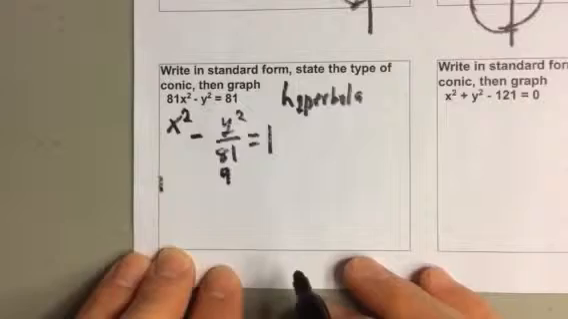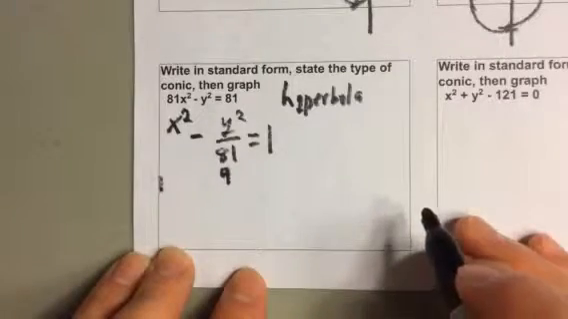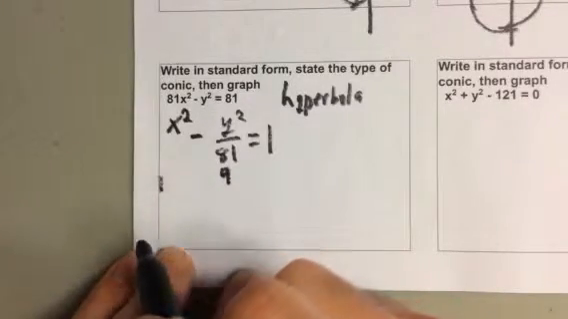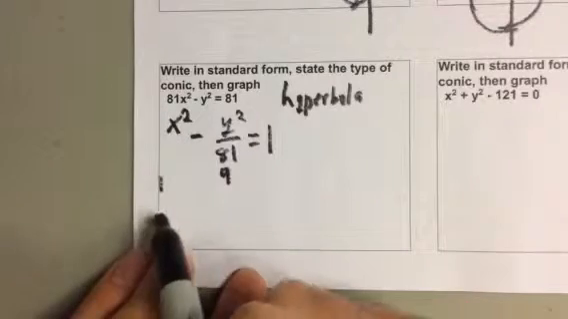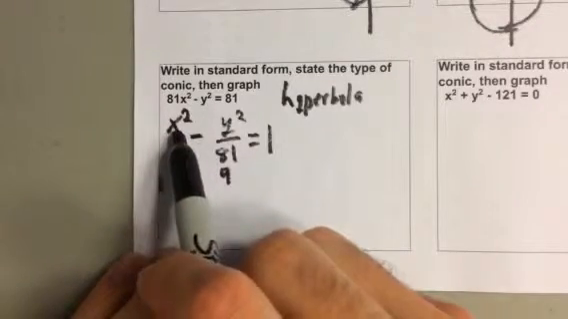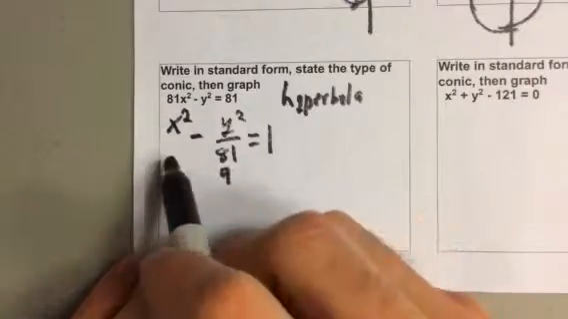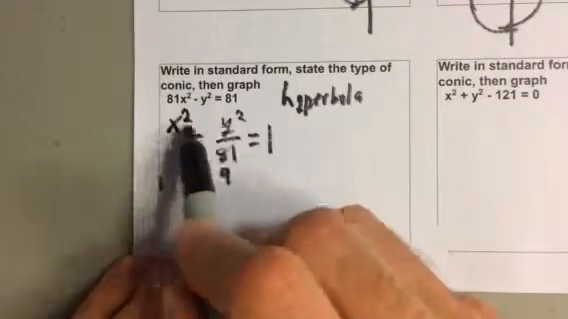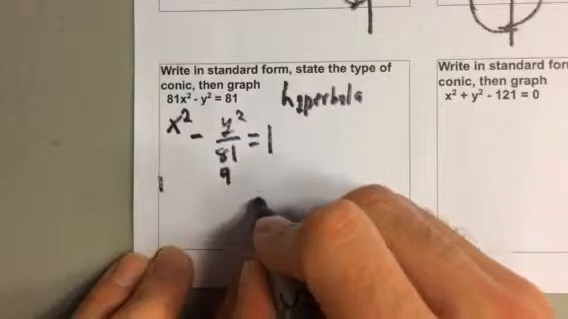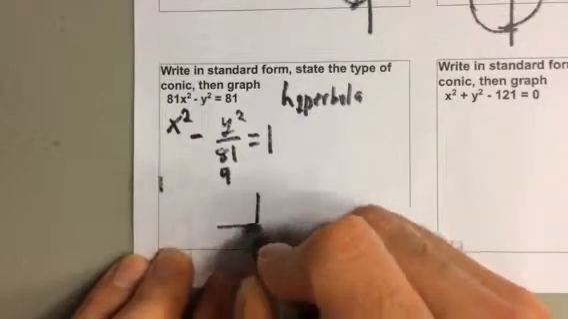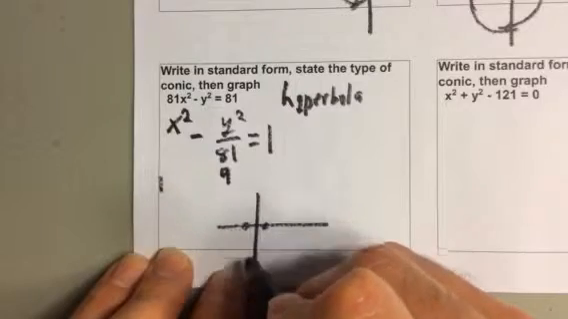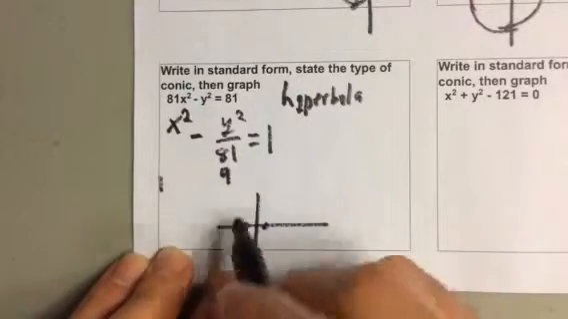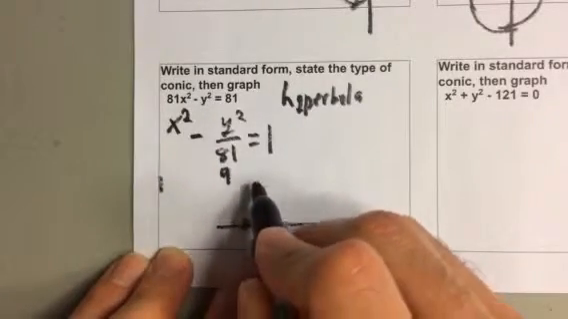Okay, so when I go to make this graph, it's going to be opening left and right. And the distance between the center and the vertices is just 1. And since it's opening left and right, it's 1 to the left and right of 0, 0, because the center isn't shifted at all. So it's going to be 1 to the right and 1 to the left. And the 9 tells me that the conjugate axis has a radius of 9.